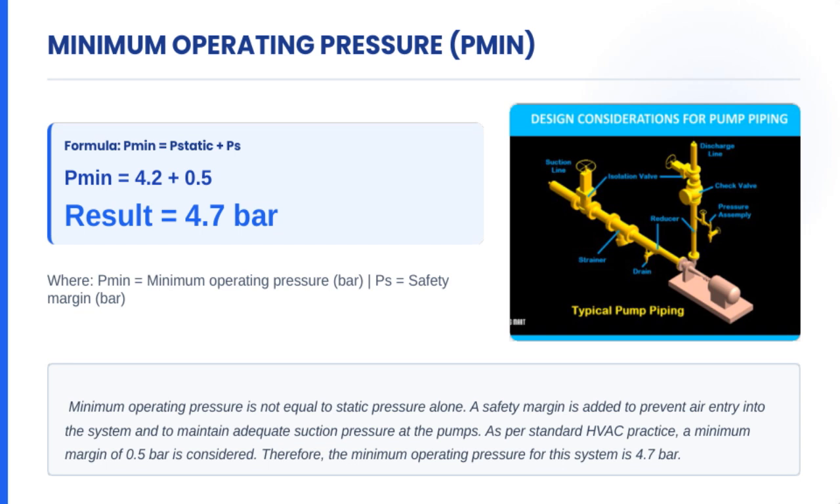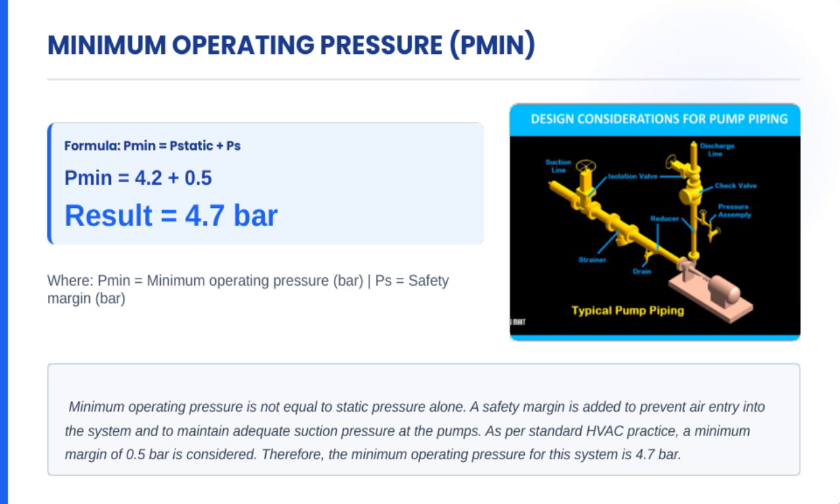The result we've calculated is 4.7 bar. Now, you might wonder, how do we arrive at that number? Well, it's based on the formula Pmin equals P static plus PS. In this case, P static is the static pressure, and PS is the safety margin that we add on top.